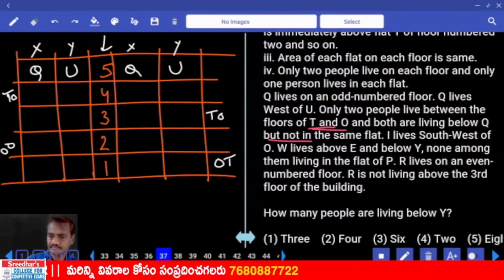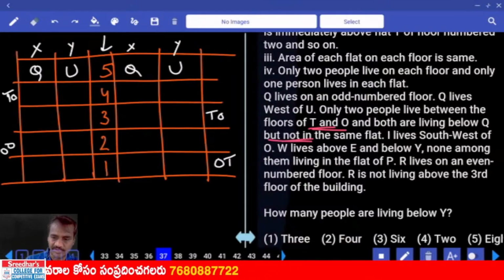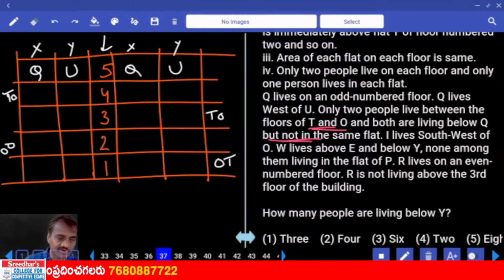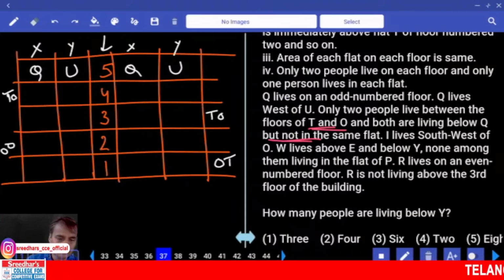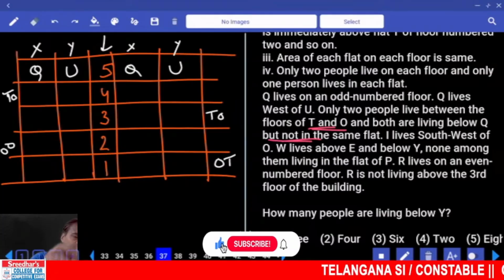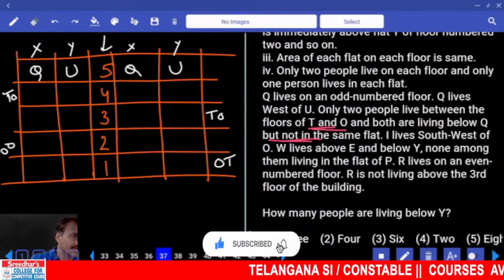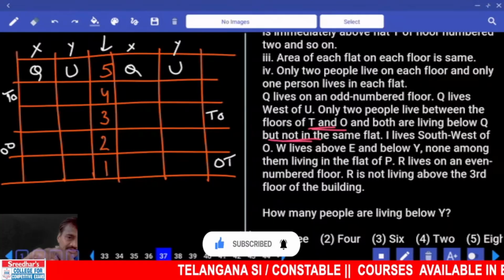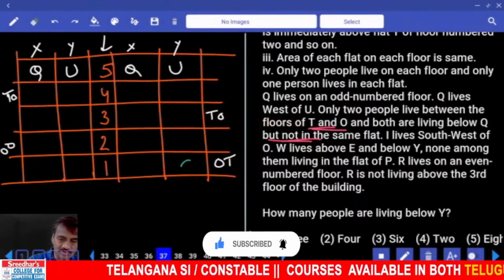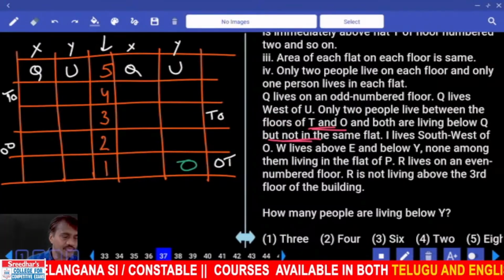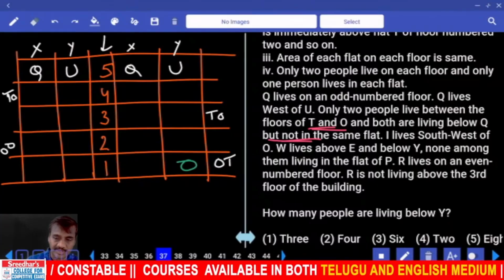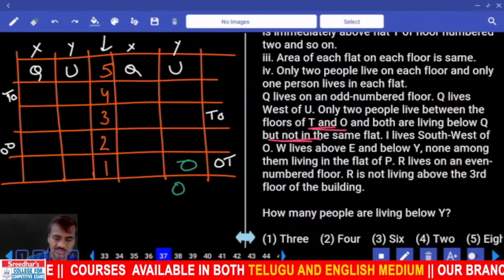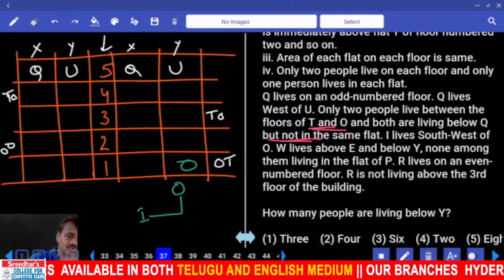Then, and both these two people are living below Q, but not in the same flat. Now T and O, they are not living in the same flat. I lives to the southwest of O. I is to the southwest of O, hence O must be in the second flat. Clear? Where is this O? O must be in the second flat. Now tell me whether O can be at this place. If O is the southwest of O and I is to the southwest of O is not possible. Clear? And so cannot be here.